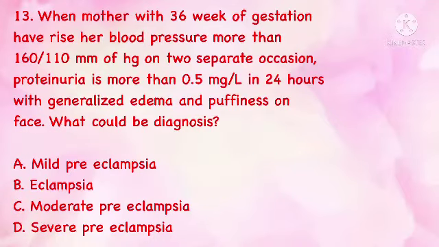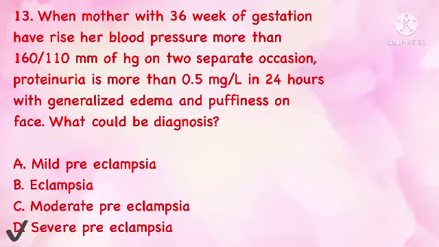When a mother with 36 weeks of gestation has raised blood pressure more than 160 by 110 mm Hg on 2 separate occasions, proteinuria more than 0.5 mg per liter in 24 hours, with generalized edema and puffiness on the face, what could be the diagnosis? Mild preeclampsia, eclampsia, moderate eclampsia, severe eclampsia. And the correct answer is D.